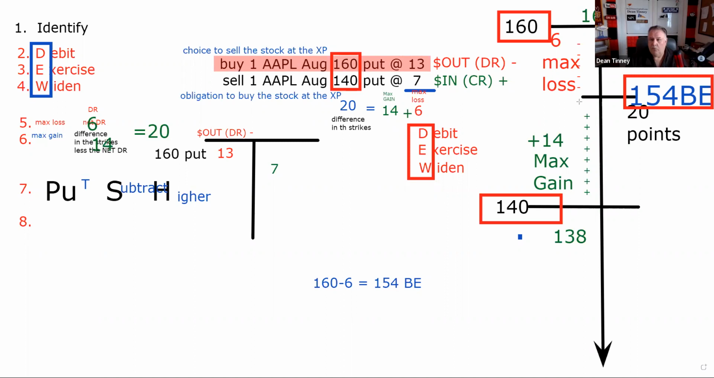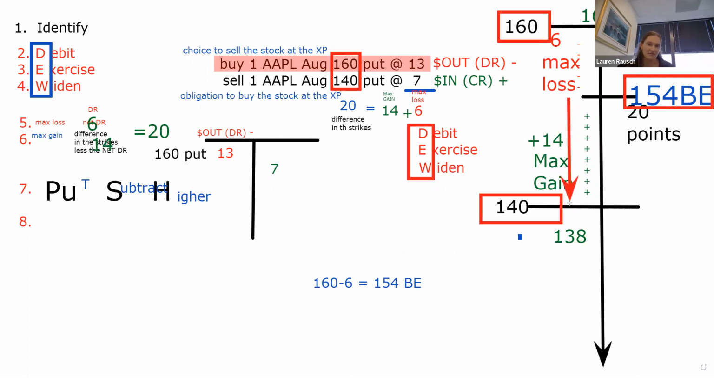Now, the reason that's important is because we need to know where we want the apple to be in relationship to this. If we want the choice to sell it, we want to sell it at a higher rate than what we bought it for. So we would want to sell it at a different price than the market price.